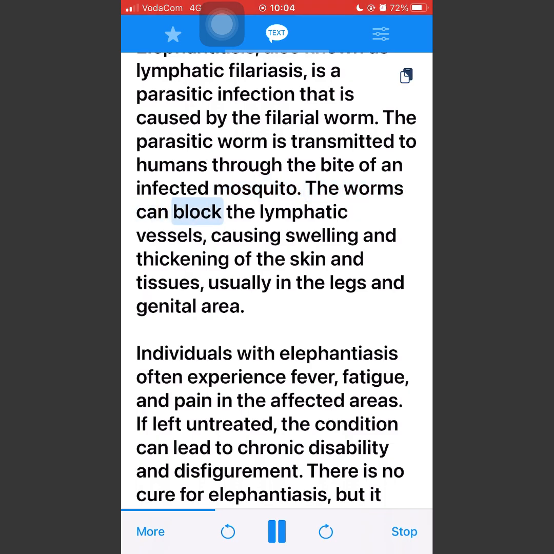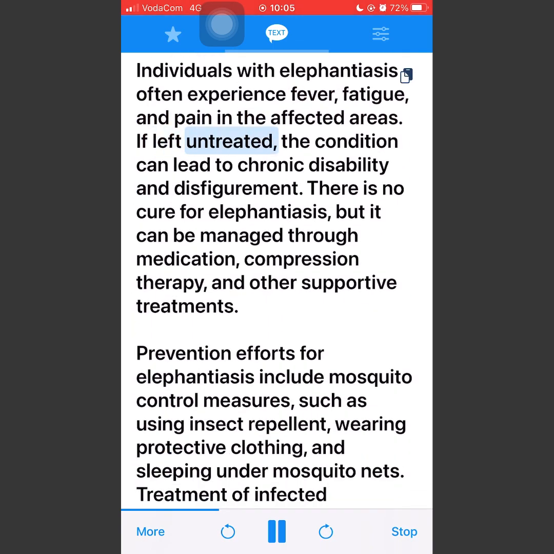The worms can block the lymphatic vessels, causing swelling and thickening of the skin and tissues, usually in the legs and genital area. Individuals with elephantiasis often experience fever, fatigue, and pain in the affected areas. If left untreated, the condition can lead to chronic disability and disfigurement. There is no cure for elephantiasis, but it can be managed through medication, compression therapy, and other supportive treatments.